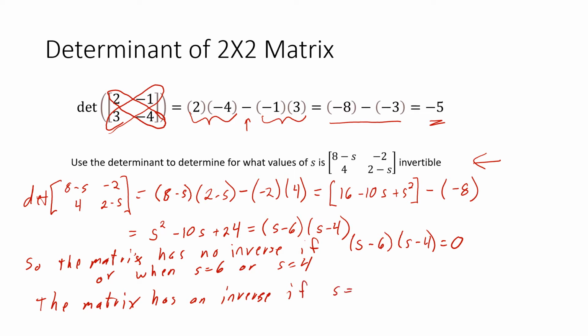If s is not equal to 6 and s is not equal to 4. So the determinant is giving you a quick way of telling whether or not that matrix has an inverse. It doesn't tell you what the inverse is, but it does tell you whether or not there is an inverse.